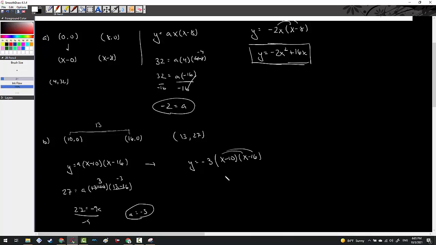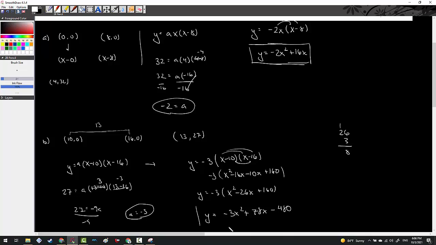Let's go and multiply that out. x squared minus 16x minus 10x plus 160. So then let's go x squared minus 26x plus 160. And we'll multiply that all by a negative 3. So y equals negative 3x squared plus, let's see, 26 times 3, 78. So plus 78x minus 480. And there you go. There goes Al's equation.